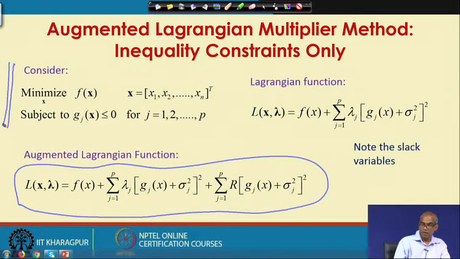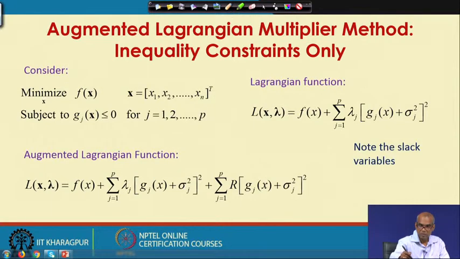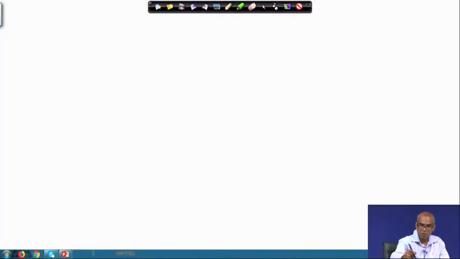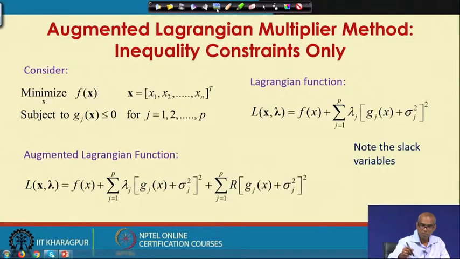So, there are various unconstrained minimization algorithms, and you can note that the augmented Lagrangian function is nothing but an unconstrained function which can be minimized using an unconstrained optimization algorithm, and that will give me the solution of the original nonlinear programming problem.